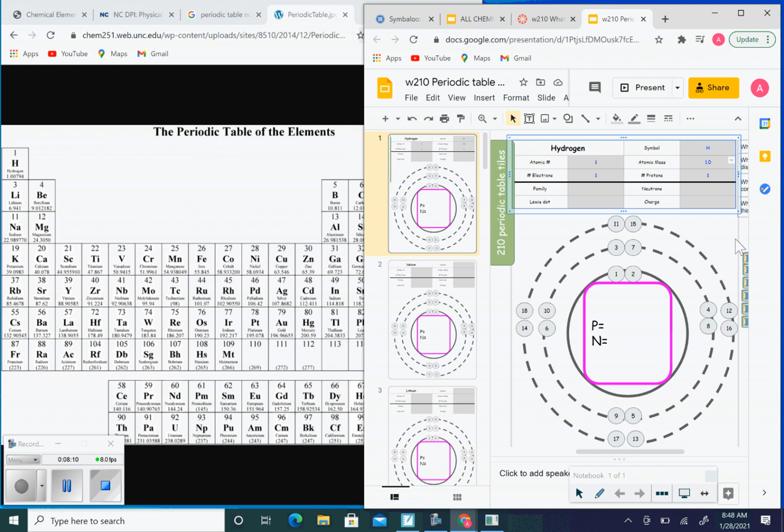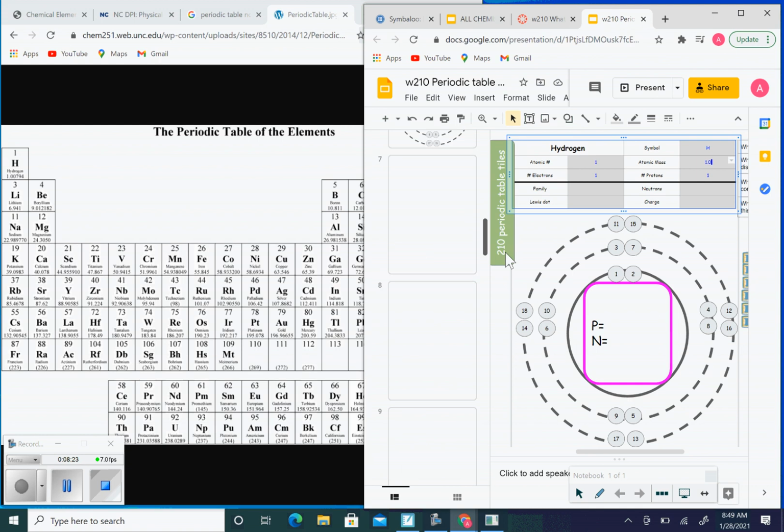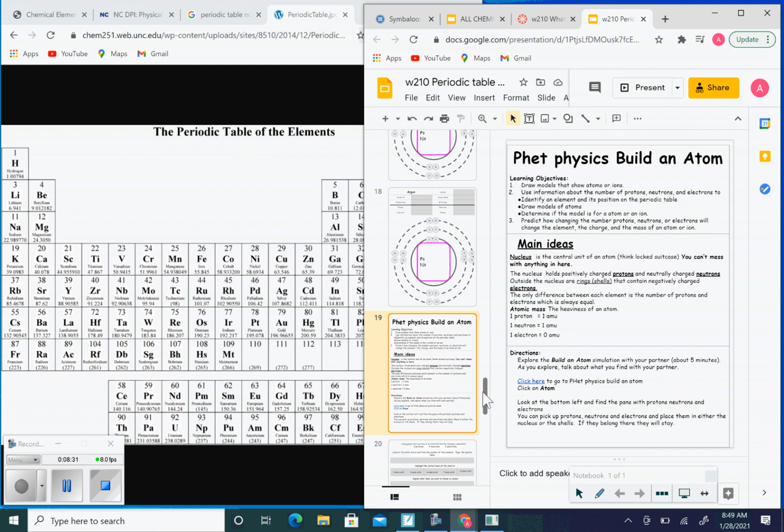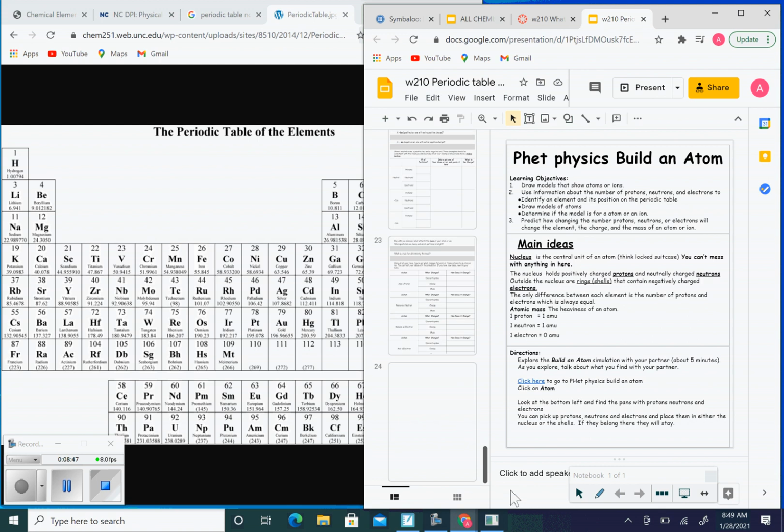Don't go any farther. Remember, we are going to learn the first 18 really, really well. And then the rest of them will make sense and you can find the rest of them. Just do 1 through 18. All right, then you're going to go to PhET Physics, Build an Atom. You're going to draw models and show the atoms or ions. You know what? I don't want you to do that. Just go through the first 18 and then we will do 19 through 23 on another video.